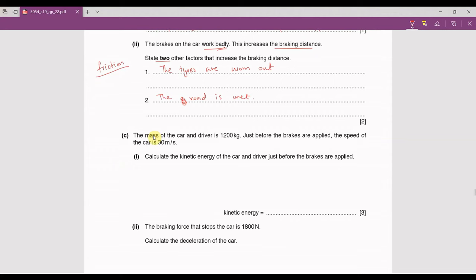Okay, the mass of the car and the driver is 1200 kg. Just before the brakes are applied, the speed of the car is 30. Calculate the kinetic energy of the car just before the brakes are applied. Now kinetic energy is pretty straightforward. It's half mv square. You don't really have to do anything, just use the formula. Mass is 1200. You don't even have to convert the units, just straight away use the formula.